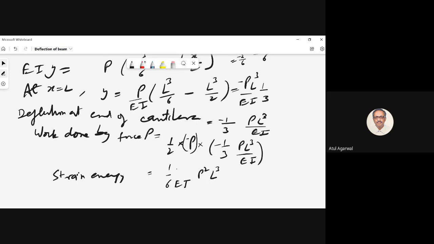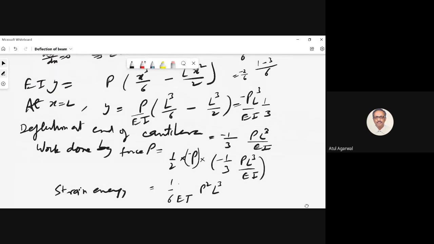There is no dynamics involved here. Beam is not accelerating. All the time equilibrium is maintained as force P is gradually increased. So you can directly find strain energy if you have calculated deflection. So you have to multiply by the displacement of the force. Force moves this amount downwards as the force goes from zero value to the maximum value. So work done by the force is force into deflection, displacement. Any questions? So you have found strain energy of the beam and deflection.